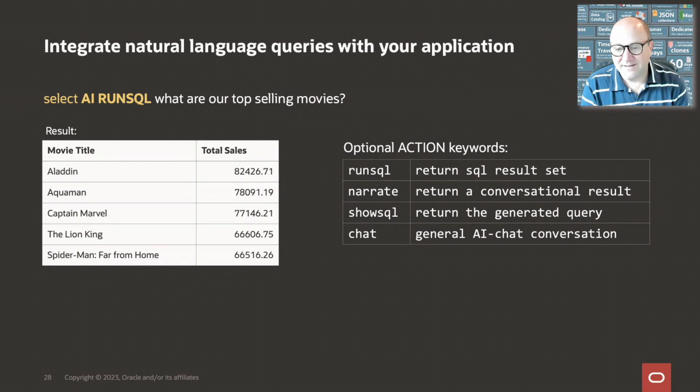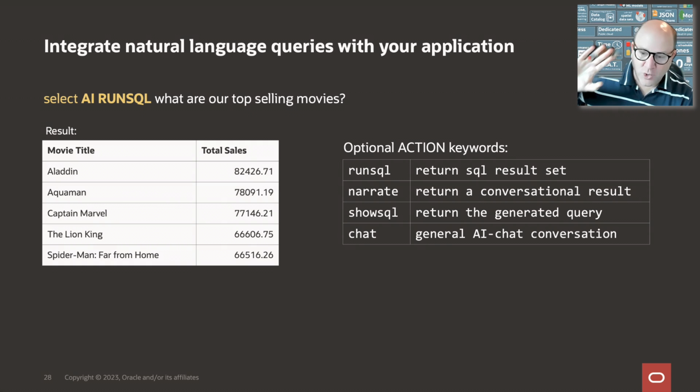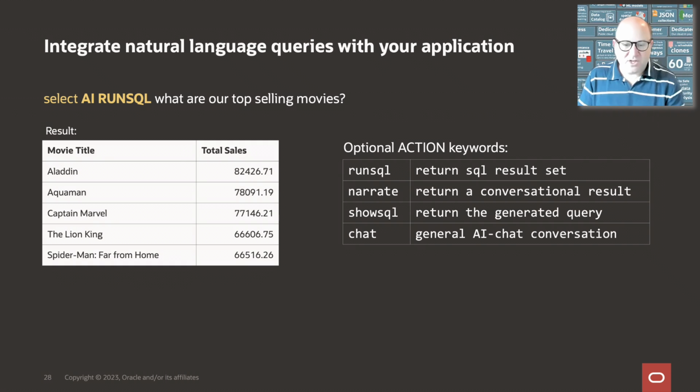Show SQL is as described. It tells you the SQL generated for that query. And then chat is simply a general AI chat. So imagine talking to Cohere or ChatGPT, and it doesn't have any knowledge of your data. It's just trained on data over the internet, and that's what chat is going to do. It's just going to give you the result as if it were internet search results. So those are the keywords, and we're going to be using each of these.